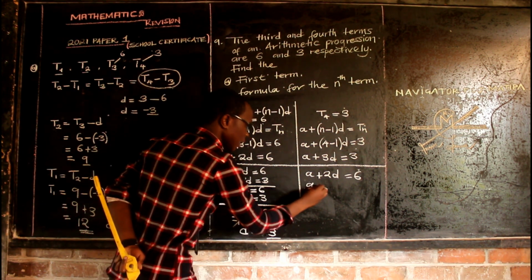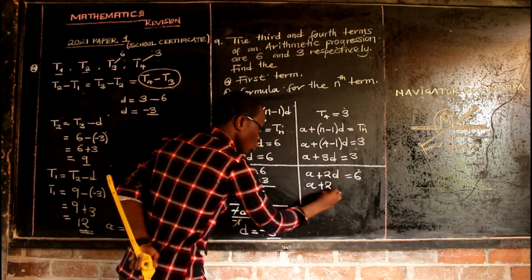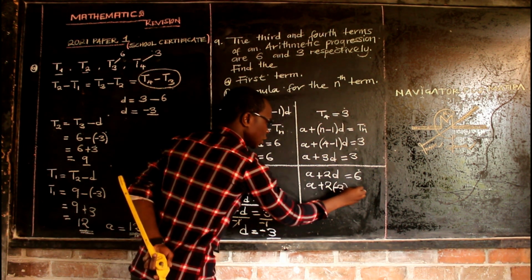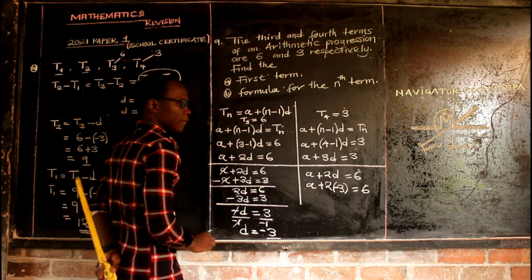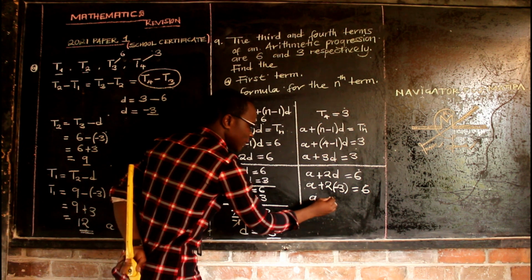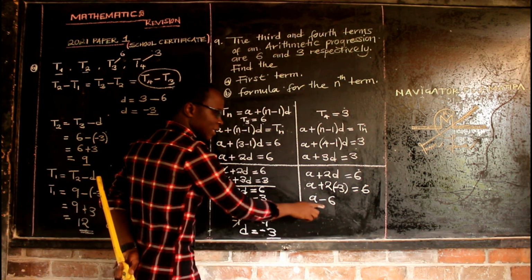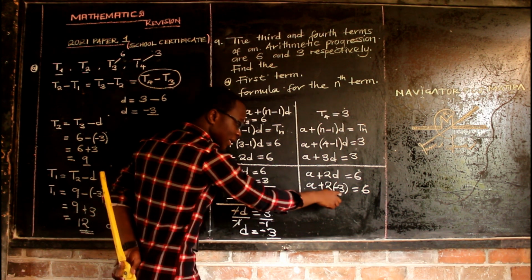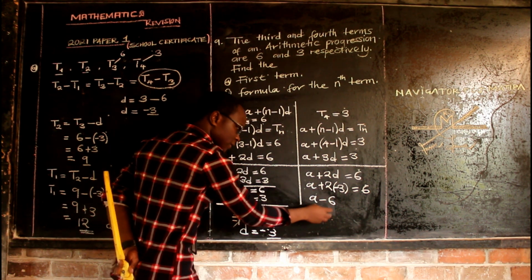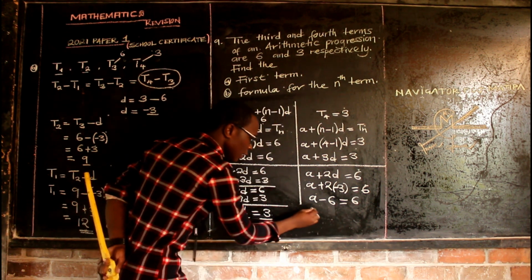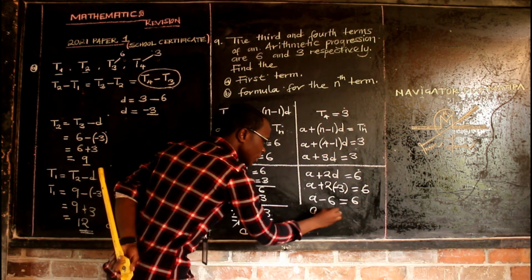So you maintain a plus 2. Where there is d, you put what? Negative 3. Negative 3 is equal to 6. Then you say a, positive times negative is negative 6. Where is negative 6 coming from? Positive times negative is negative, and 2 times 3 is 6. So this is negative 6 is equal to 6.